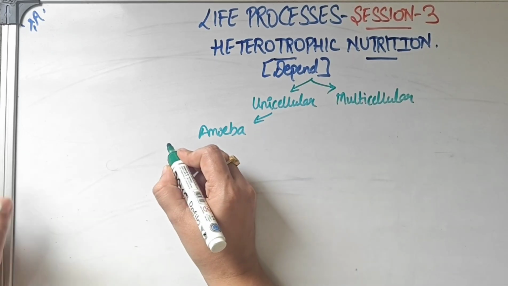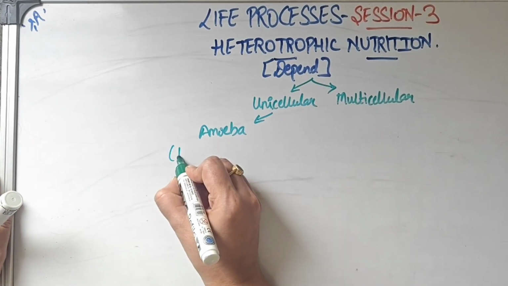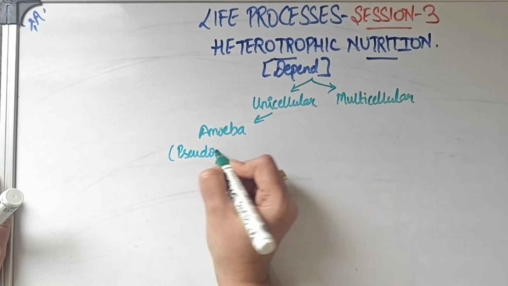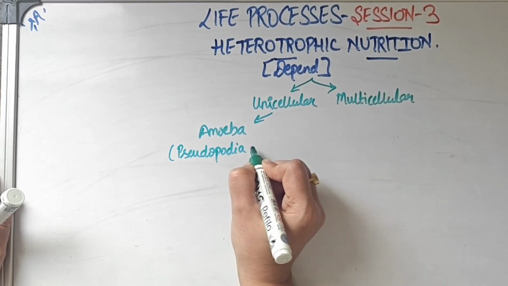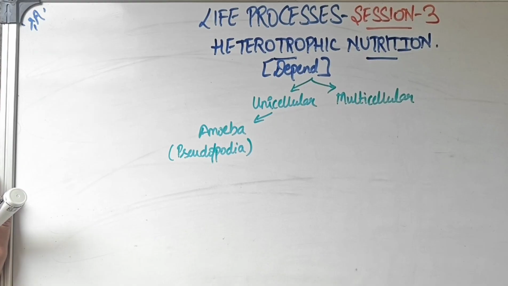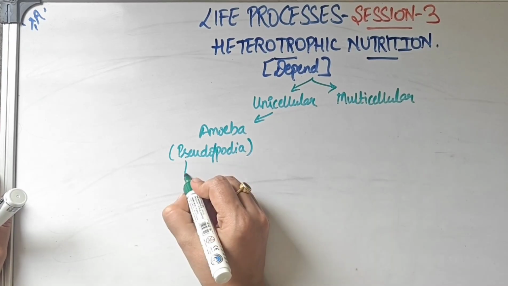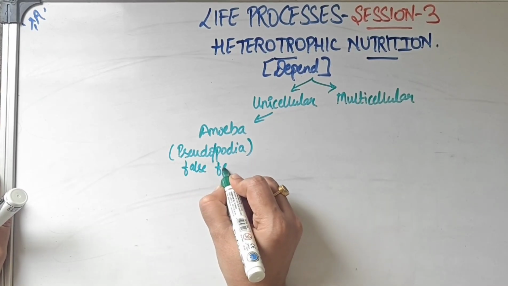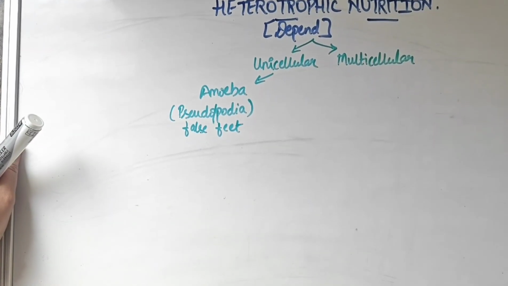So amoeba obtains its nutrition with something which is known as pseudopodia. And what does the word pseudo mean over here? So pseudo means false feet. Now what do I mean by saying false feet over here?